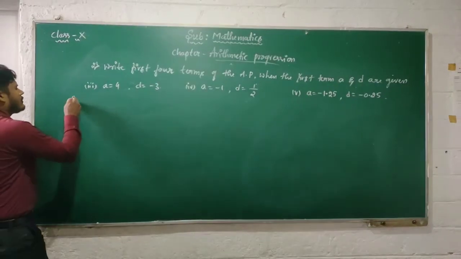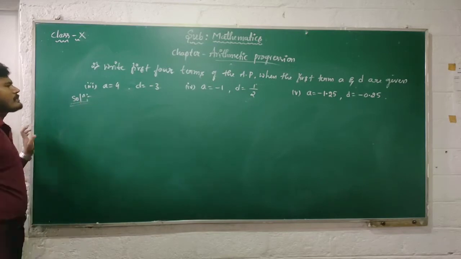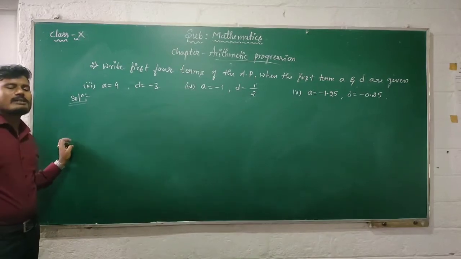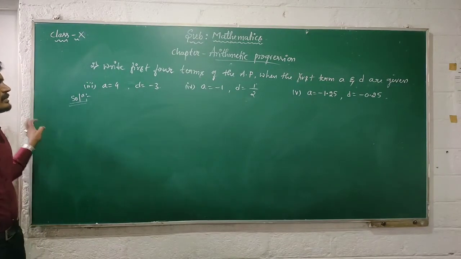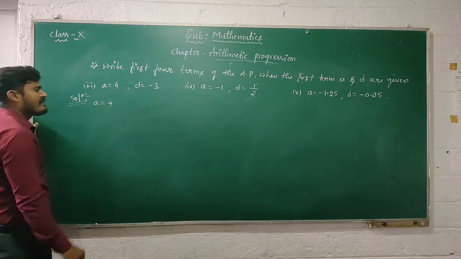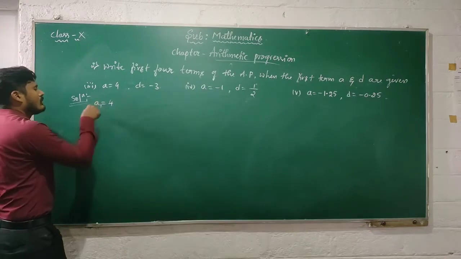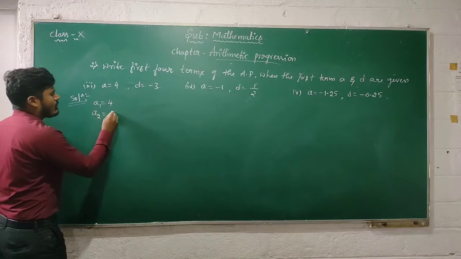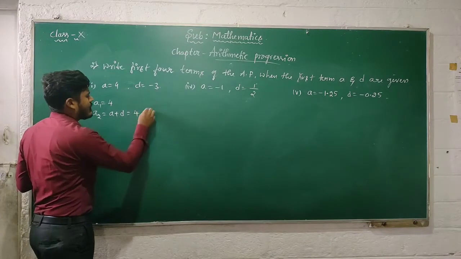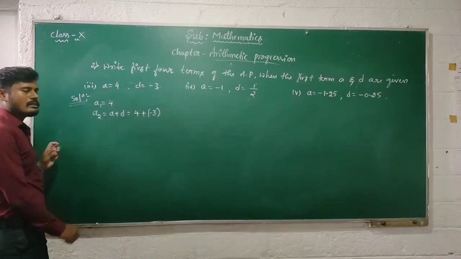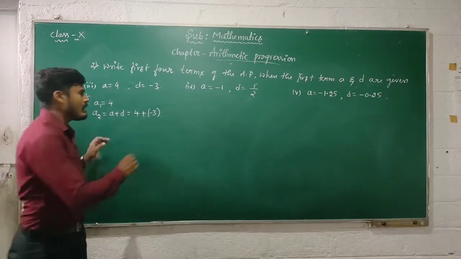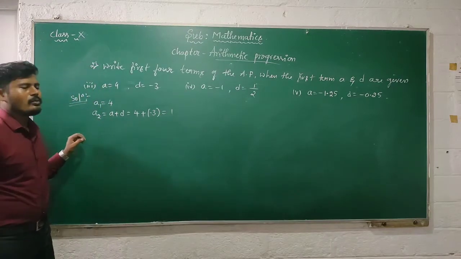So similar solutions here. You should follow the same steps as in the previous problems. a is equal to 4, that means the first term is 4 and the common difference is minus 3. So a1 is equal to 4. Then what about a2? a2 is equal to a plus d, this is equal to 4 plus minus 3. So 4 minus 3 is 1.